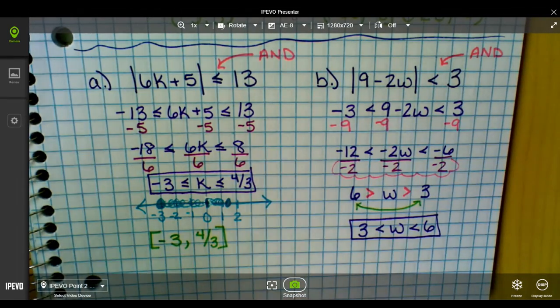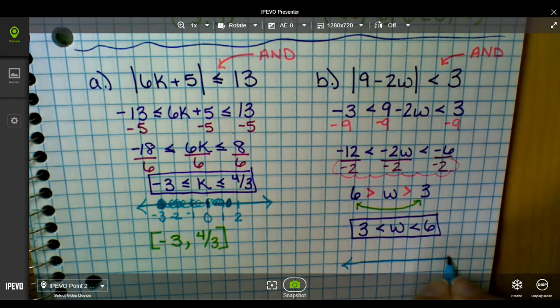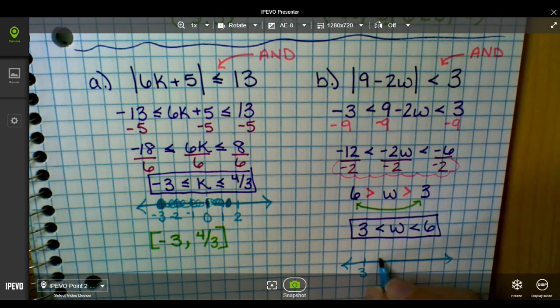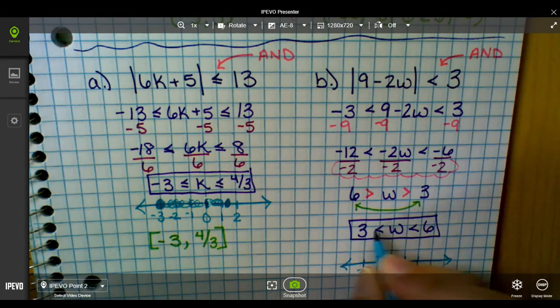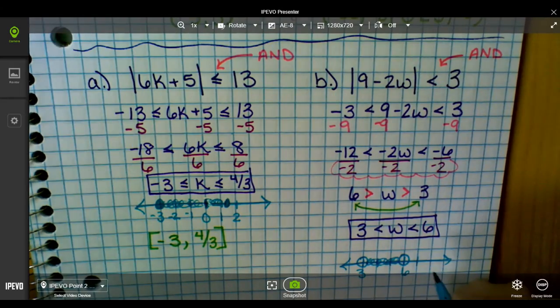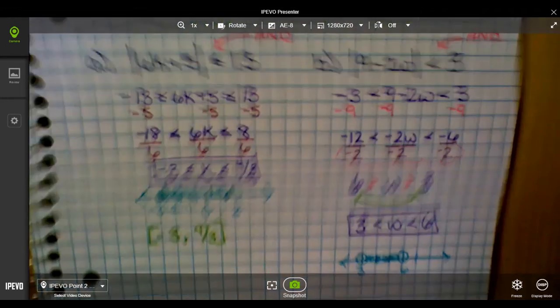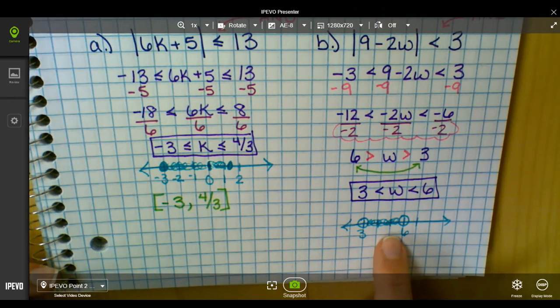Okay, so now we can go and graph this. This should be pretty easy to graph. So we have 3, 4, 5, 6. Okay, none of these have the equal to underneath them, so both of these are going to be open circles, and I want everything in between. And again, if you are ever not sure if that's going to work, you can just pick a number in between here. So you can pick something like 4.